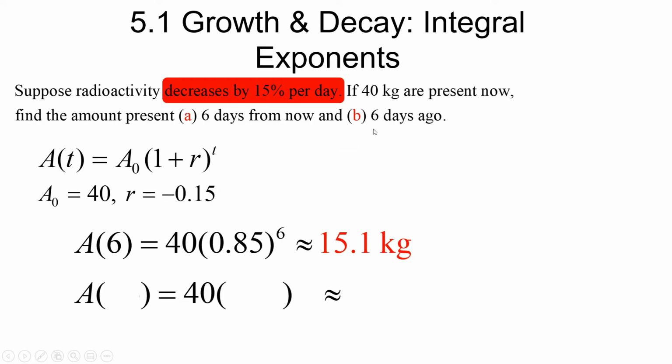Now, B, 6 days ago. So now my input's negative 6. We'll put it here as our t in our model. And we're still at 0.85 right there. And now you just carefully punch this out. 40 times 0.85 to the negative 6 power. And when you put this in your calculator, make sure you put that in parentheses so you get the power of negative 6. And that was 106.1 kilograms approximately.